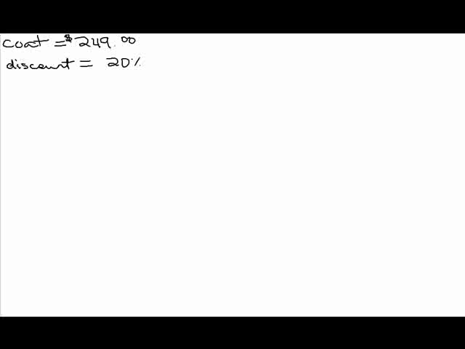Okay, so we're going to find out how much this coat costs after the 20% discount. The first thing we need to do is change the 20% into a decimal because that's going to make the math a whole lot easier. So we know that 20% is actually 20 over 100. Okay?